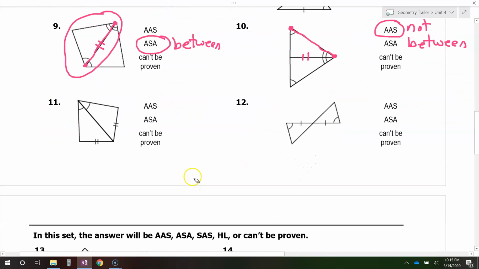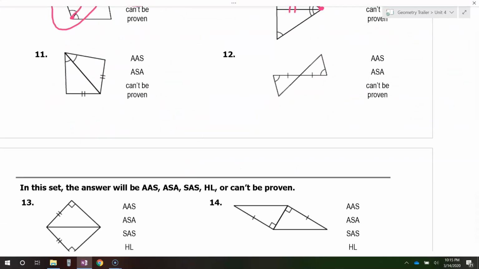All right, number 11. Number 11, once again, this is the one where the side is between, and this is the one where the side is not between. Here's the shared side, boom. Focus on one triangle at a time.